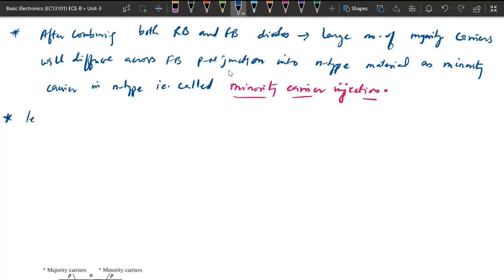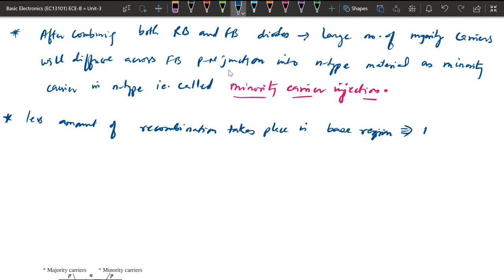So a small amount of recombination takes place in the base region. That means the base current will be very low.